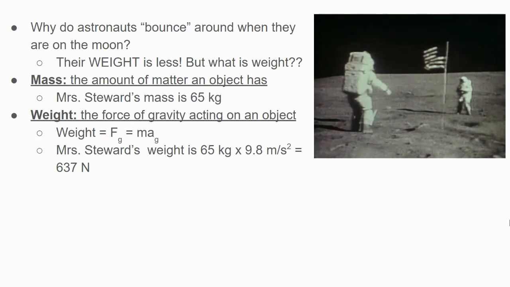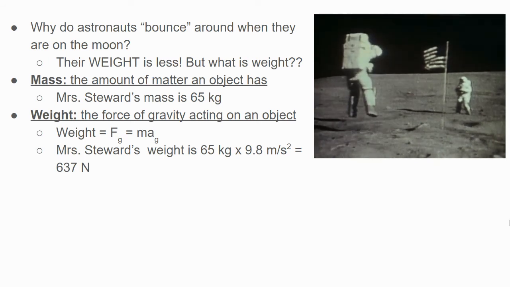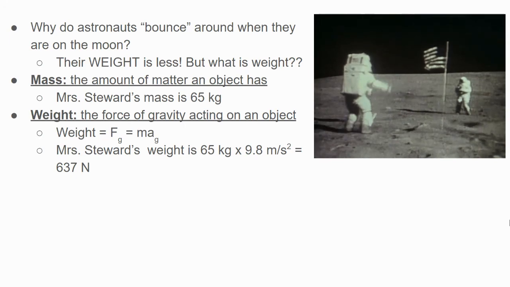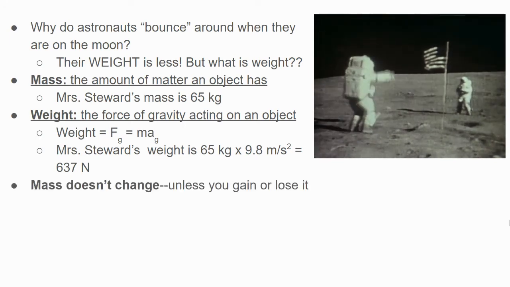So if I'm going to find my weight on the Earth, the acceleration of gravity on the Earth is 9.8 meters per second squared. So in order to find my weight, I'm going to multiply mass times the acceleration of gravity on Earth, which is 9.8 meters per second squared, and I get 637 newtons.